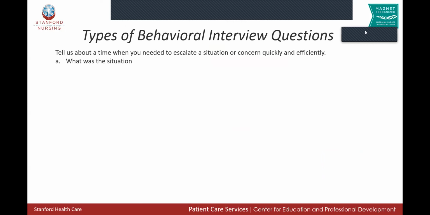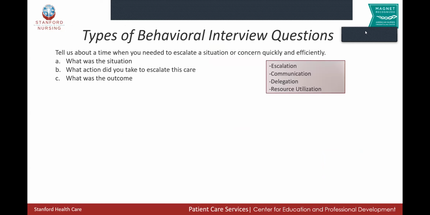What was the situation? What action did you take to escalate this care? And what was the outcome? So you see here that the question is about how you escalated a situation, but remember in your brainstorming activity, you really wanted to cluster those traits. So yeah, this question is about escalation, but you can definitely integrate the traits of communication, delegation, and how you utilize your resources. So that's really being able to showcase, just because you escalated a situation doesn't mean you walked in and all you did was escalate.